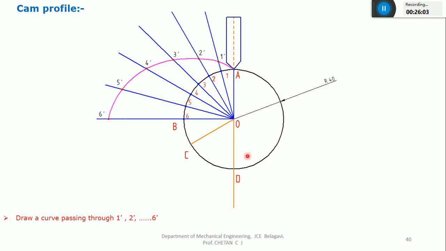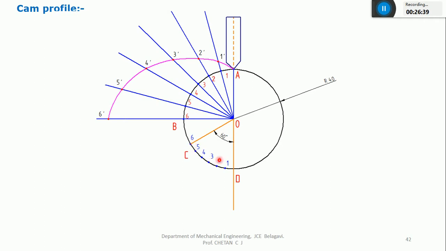And after this I'll skip this dwell angle, that is 30 degree. I'll not worry about this dwell angle. I'll go directly to the return stroke angle, that is 60 degree. That is nothing but COD. Sorry, this is nothing but the return stroke angle, that is COD. Again, follow the same steps whatever you have done with the outstroke angle. Again, I'll divide this 60 degree into 6 equal parts. It means 60 by 6 is 10 degree.